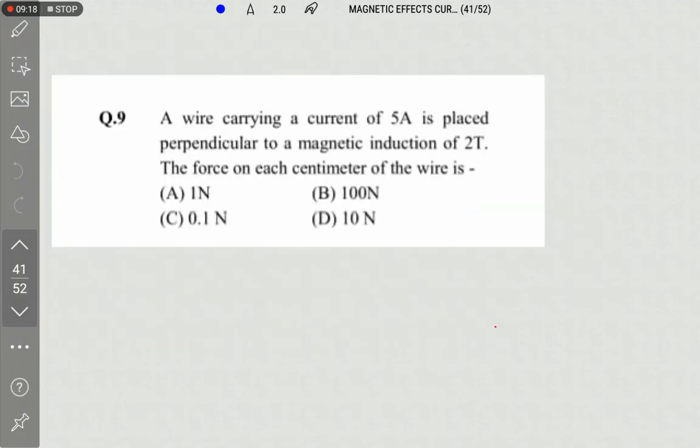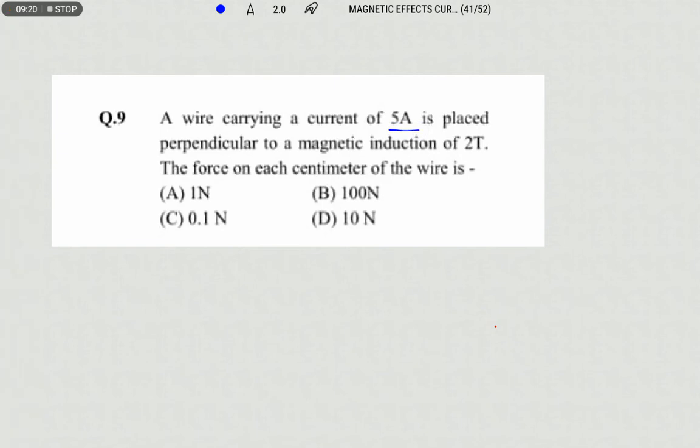Right, next. A wire carrying a current of 5 ampere is placed perpendicular to a magnetic field induction of 2 Tesla. Find the force on each centimeter of the wire. The force acting on a current carrying conductor is F equals ILB sin theta. This formula we already know. Here the conductor is placed perpendicular, so theta is 90. Therefore F equals ILB sin 90, and the value is 1.